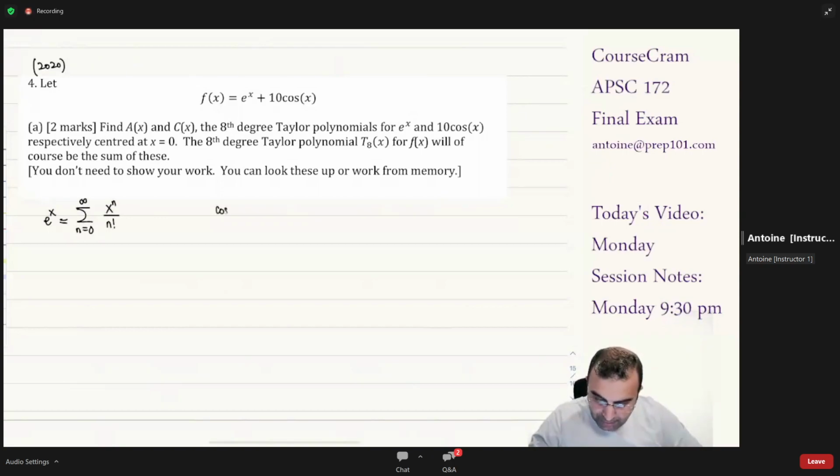And we know that cosine x is equal to the summation from n equals 0 to infinity of minus 1 to the n x to the 2n over 2n factorial.